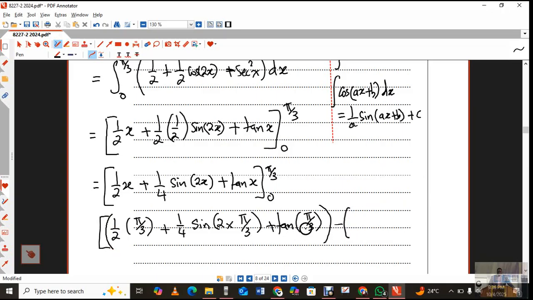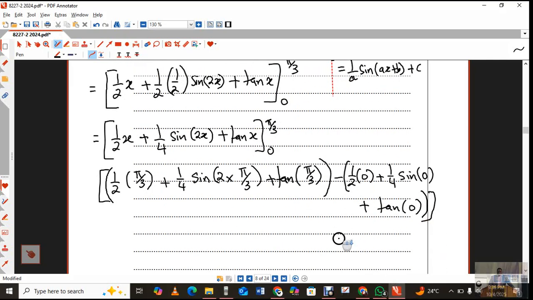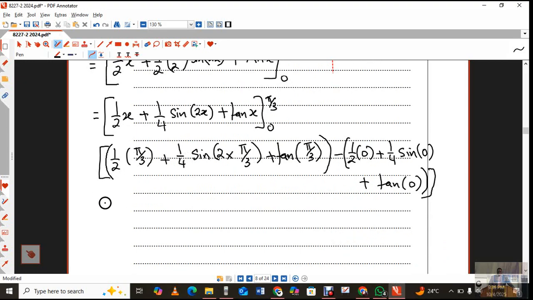And if I run out of space, I'll just continue next slide, which is a half of 0. Everywhere I have x, plus 1/4, you must write it, sine of 2 times 0. I think I must just write 0, just not to make things look so complicated, because 2 times 0 is that, plus, I'm running out of space, and then I have tangent of 0. Now, I don't have to concern myself too much with that, because I know that that side of the limit is just going to be 0. Now, I'm going to write down what I have. I have 1 over 2 times pi over 3 plus 1 over 4.